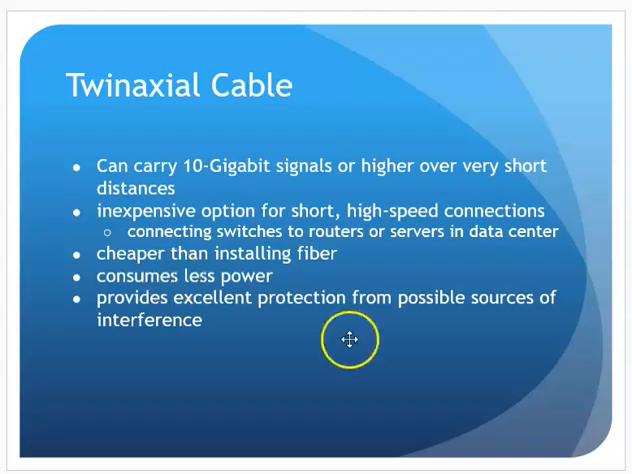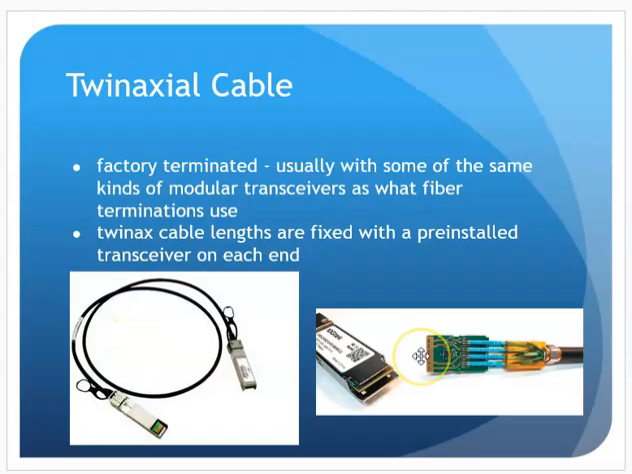This can be cheaper than fiber. Fiber in some cases is getting cheaper, but you might run into twin-ax in this kind of form right here. Looks more like this where the transceivers are actually pre-installed onto the end of the cable.